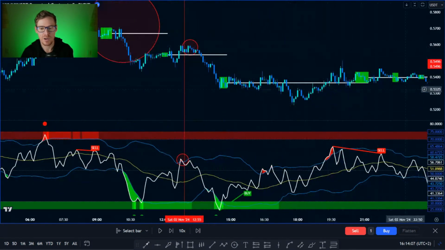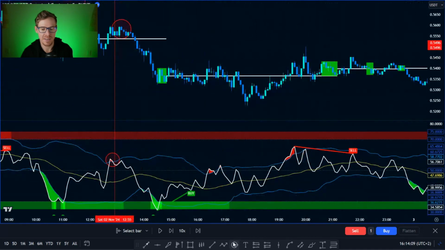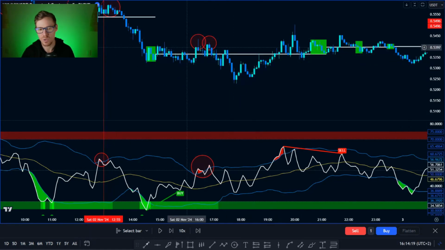If we move on over here, you can see we got another shark fin over here, another two shark fins, which potentially was at this point and at this point over here. So this could have been another place to look for a short entry. You can see, guys, if you'd held this too long, you would have lost. Price would have come back and hit your stop loss.